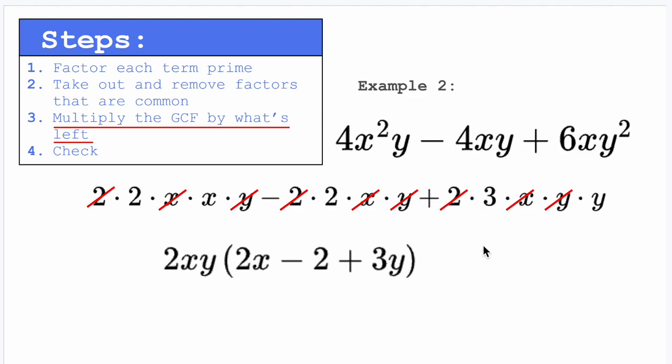There we go. But let's check our work. I need to make sure that 2xy times 2x gives me 4x squared y, and it does. And I need to make sure that 2xy times negative 2 gives me negative 4xy. You can check that out. It in fact does. And finally, I need to check that 2xy times 3y gives me 6xy squared, and it does. So we have completed the task and we're finished.